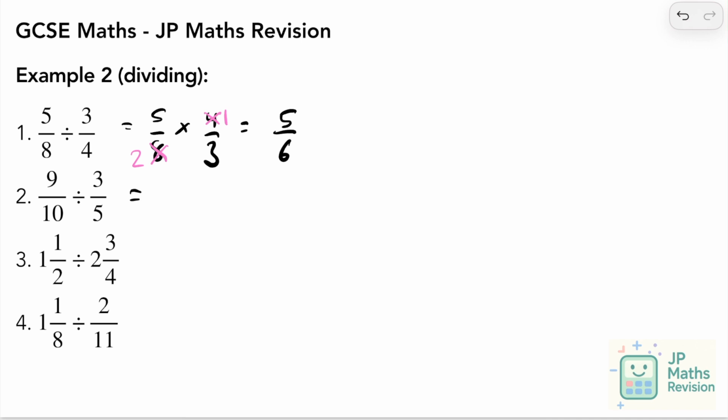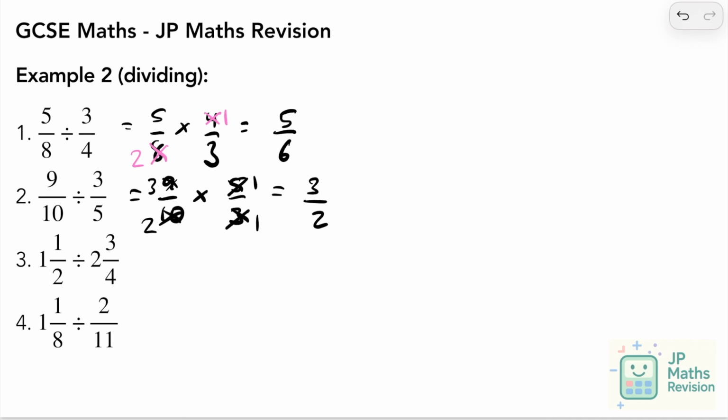The next example, I'm going to take the first fraction, 9 over 10, and multiply it by the reciprocal of the second fraction, so 5 over 3. I can see in the diagonals 9 and 3 both go into 3. So if I cross out the 3 and make that a 1, and cross out the 9 and make it a 3, I can do the same with the 5 and the 10. So cross out the 5, make that a 1, cross out the 10, make that a 2. So 3 times 1 is 3, and 2 times 1 is 2.